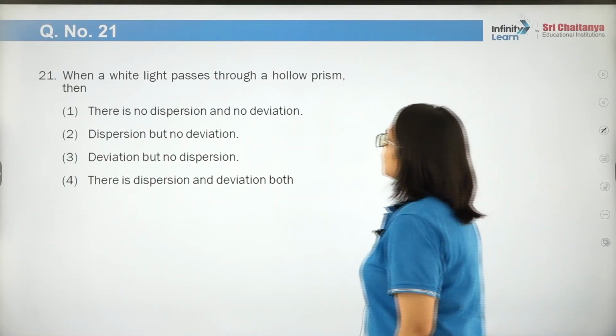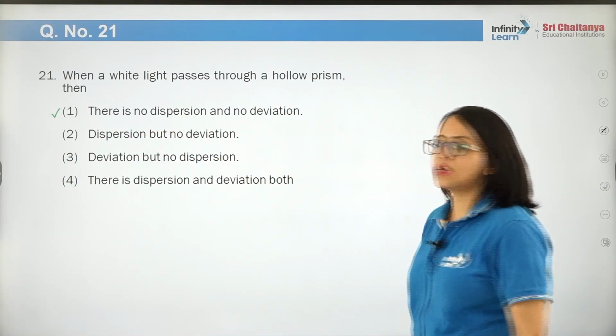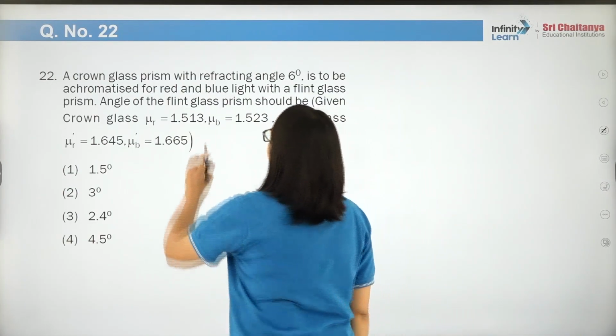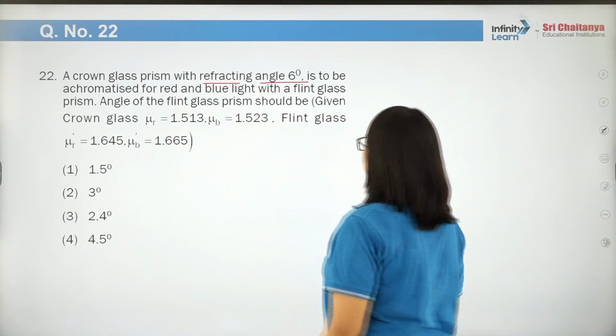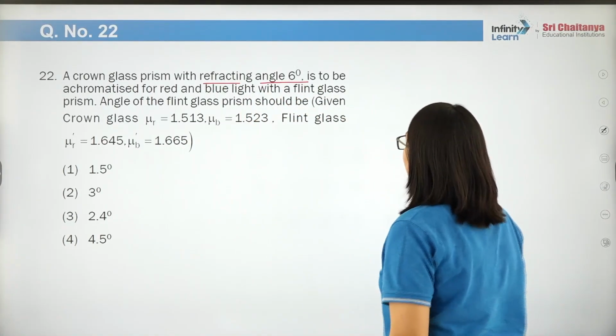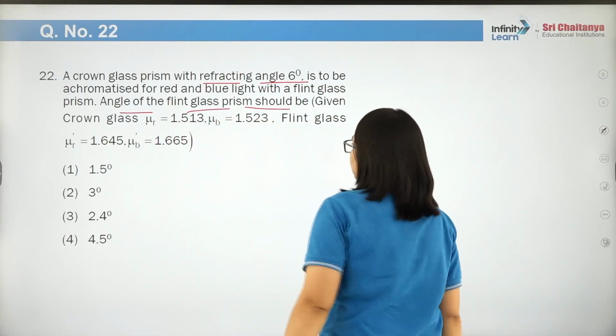Question number 21, when a white light passes through a hollow prism, then there will be no dispersion and no deviation. Question number 22, a crown glass prism with refracting angle 6 degree is to be achromatized for red and blue light with a flint glass prism. Angle of the flint glass prism should be.